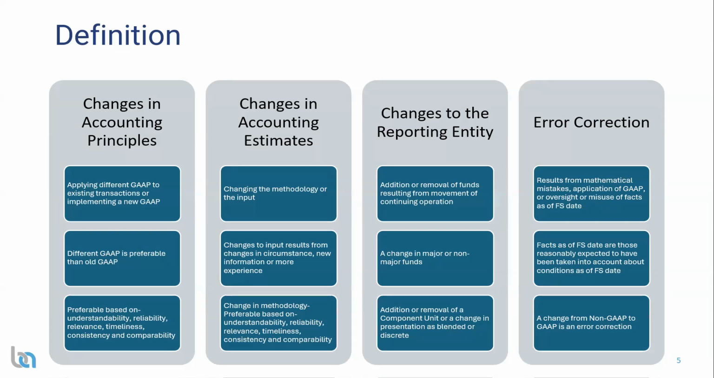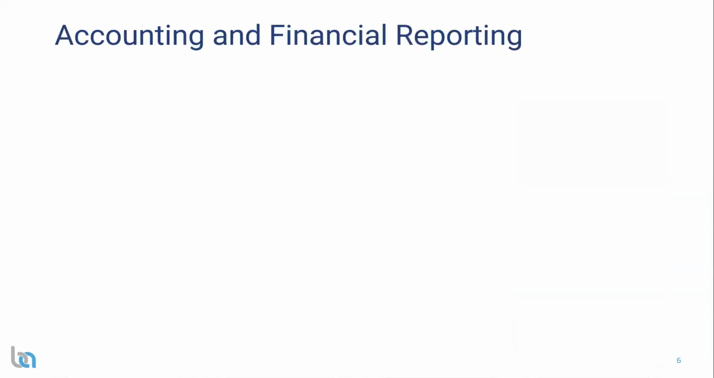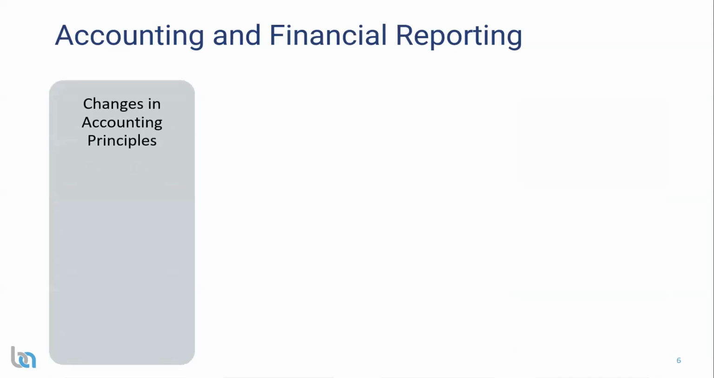Okay. So this is a definition of what you can possibly have as a result of GASB 100. And remember, we're really looking to determine what is the impact on beginning balance as a result of a change in accounting principle, a change in accounting estimate, a change in the reporting entity, and also error corrections. And then how do we display that in the financial statements? Like, what is the right way to display it? So those are the definitions. And now we can move on to the financial reporting.